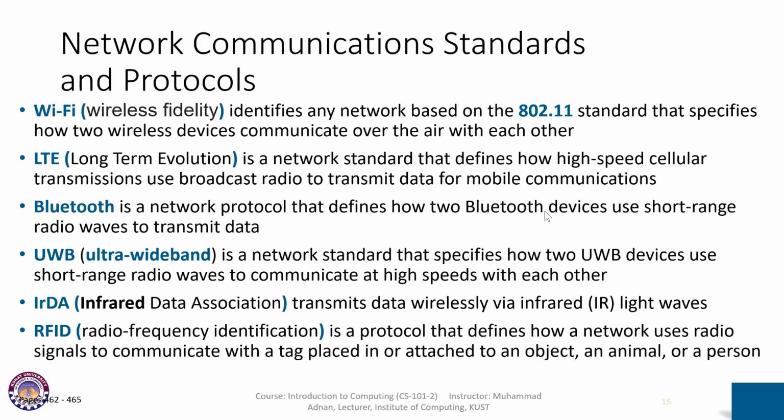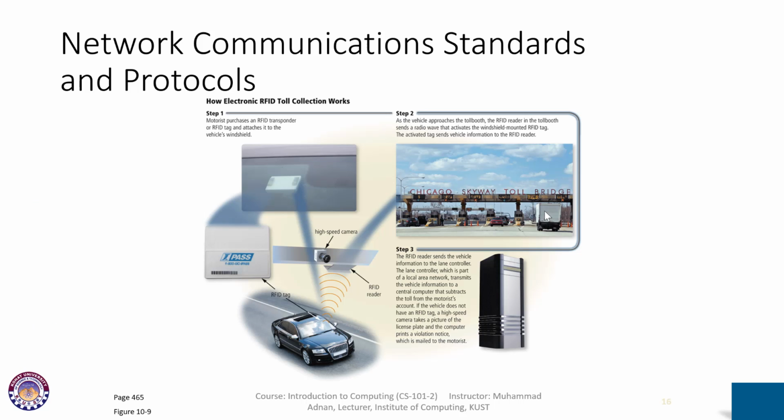And then of course RFID, the radio frequency identification protocol, which defines how a network uses radio signals to communicate with a tag placed in or attached to an object, an animal or a person. So you use a tag in order to identify it and then to communicate with it. Here you see an example of how electronic RFID toll collection works. In step 1, the motorist purchases an RFID transponder, or RFID tag, and attaches it to the vehicle windshield. Here you can see the tag in a zoomed view.